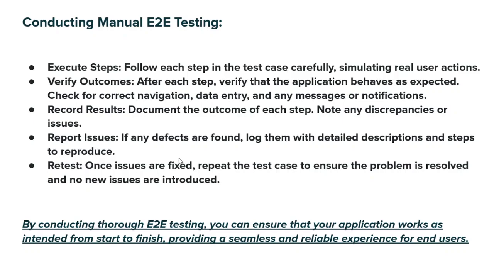And then again we have to repeat that end-to-end flow just to verify that it is working correctly and no new issues are introduced in that flow. So that basically covers the end-to-end flow type of testing. The main objective is that by conducting thorough end-to-end testing, you can ensure that your application is working as intended from start to finish, providing a seamless and reliable experience for end users. So that is the main benefit of performing end-to-end flow testing.